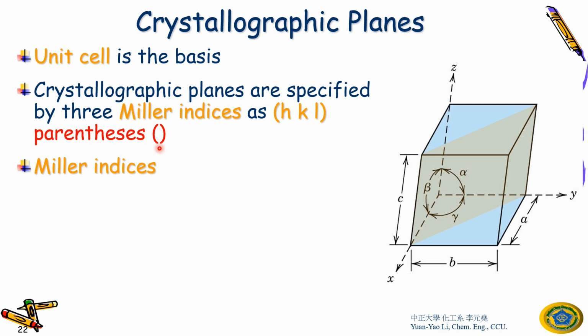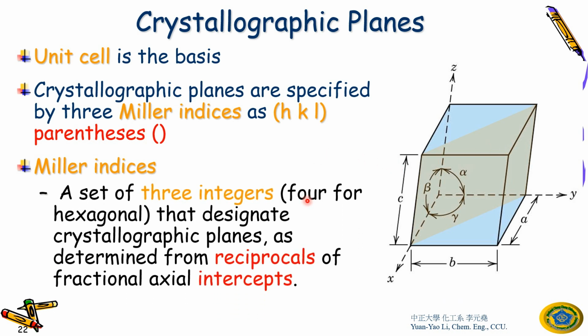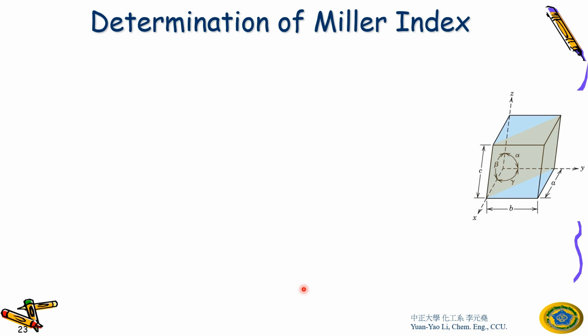This is especially called Miller indexes. What are Miller indexes? It's a set of 3 integer numbers, or 4 for hexagonal, of course, that designate the crystallographic planes as determined from the reciprocals of the fractional intercepts. You might not understand what I'm talking about anyway. Let's do the practice and you will soon understand.